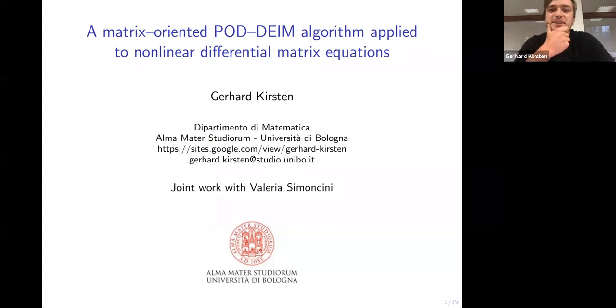So my talk today will relate to model reduction of functions of matrices, basically. We're going to look at the standard POD-DEIM algorithm. Anyone working on model reduction of standard vector type functions will know about this. And we look at how it can be extended to functions of matrices in two spatial dimensions. This is work together with my supervisor, Valeria Simoncini.